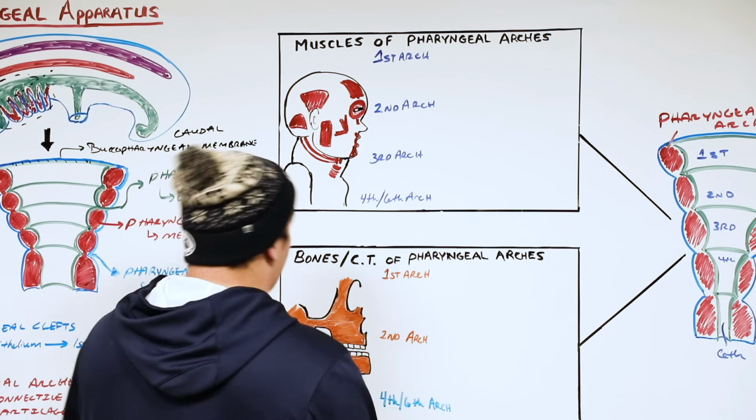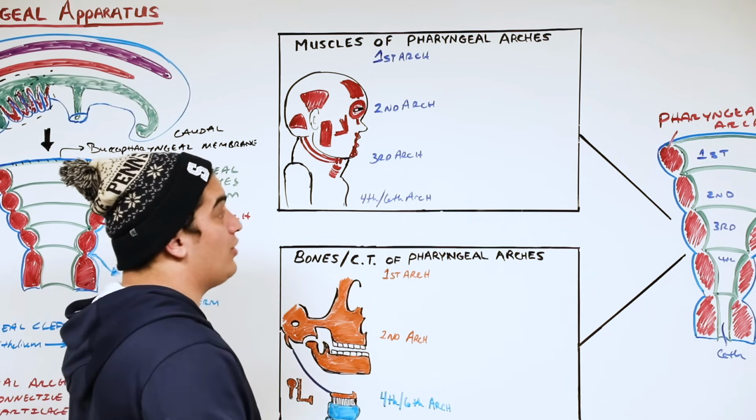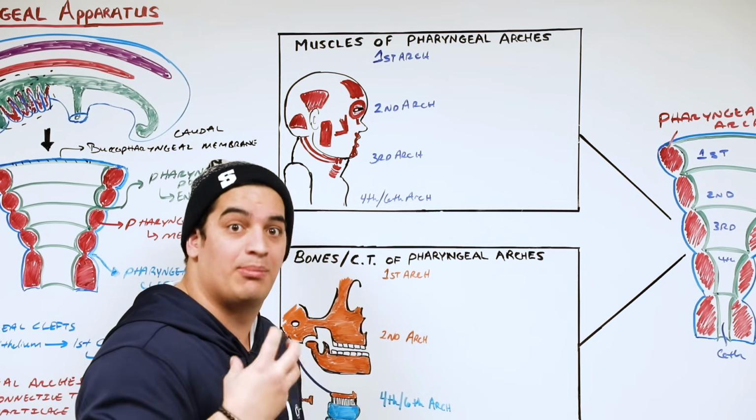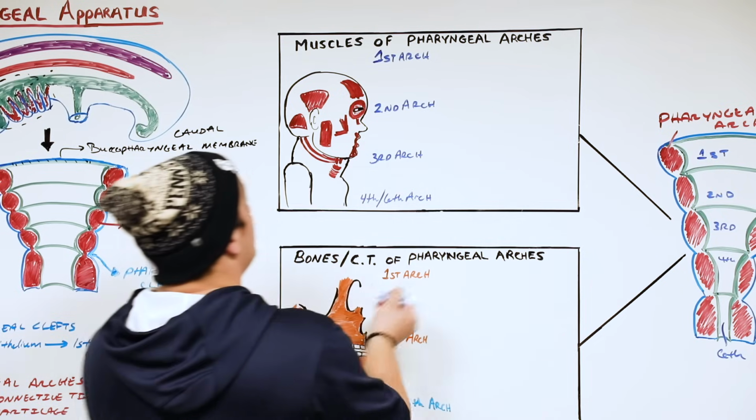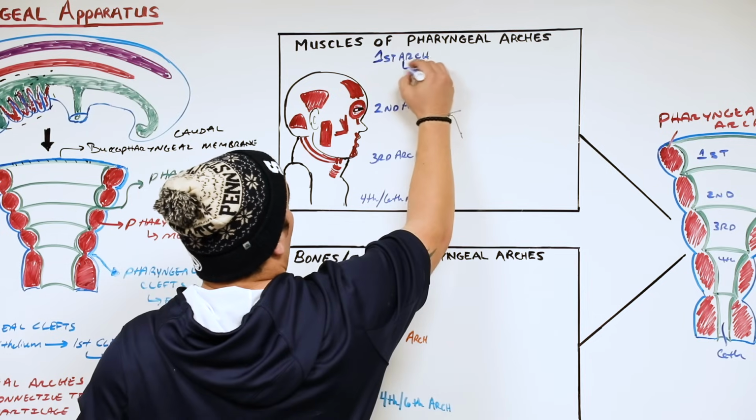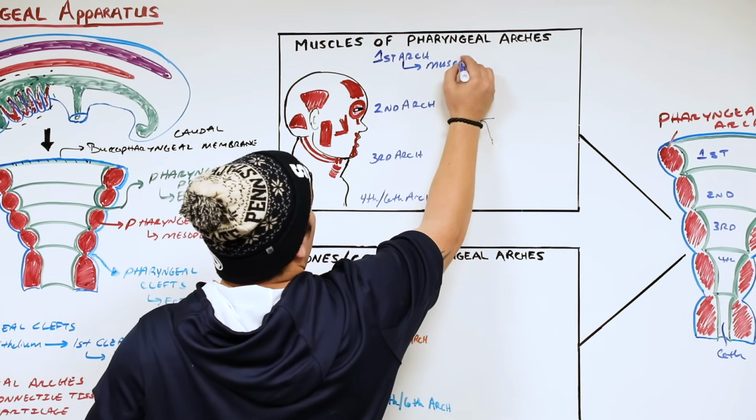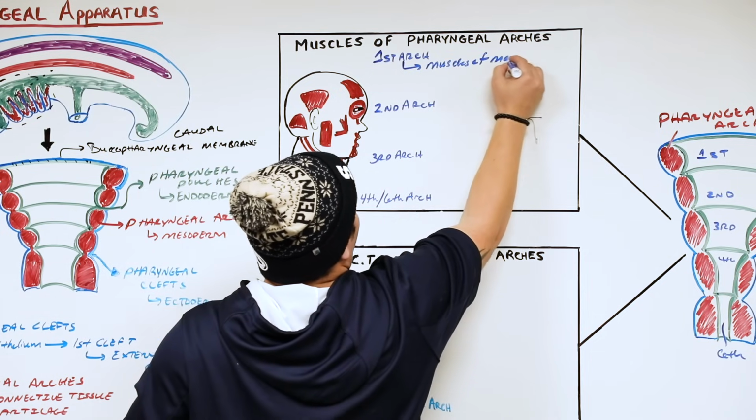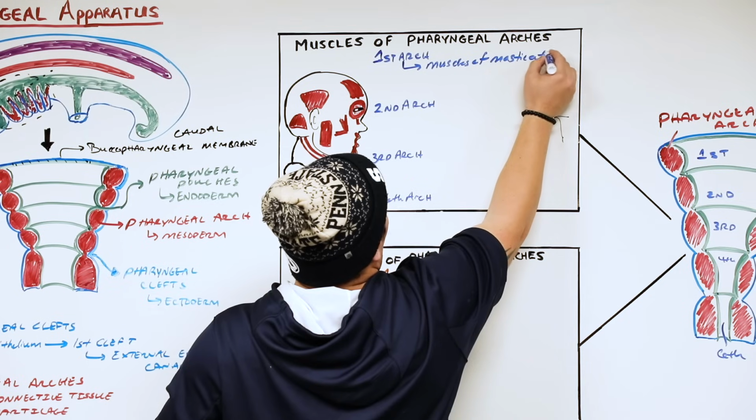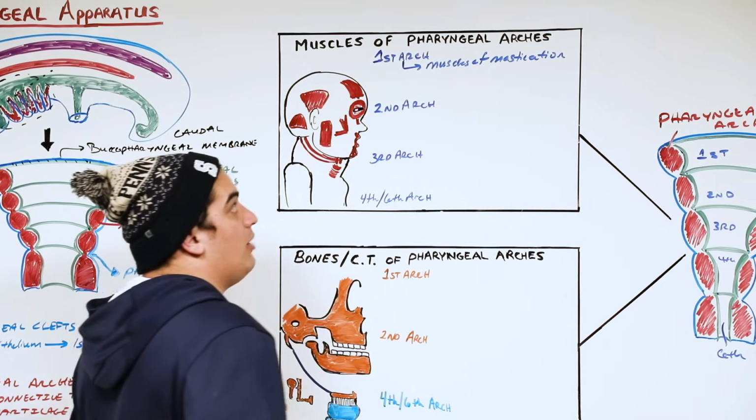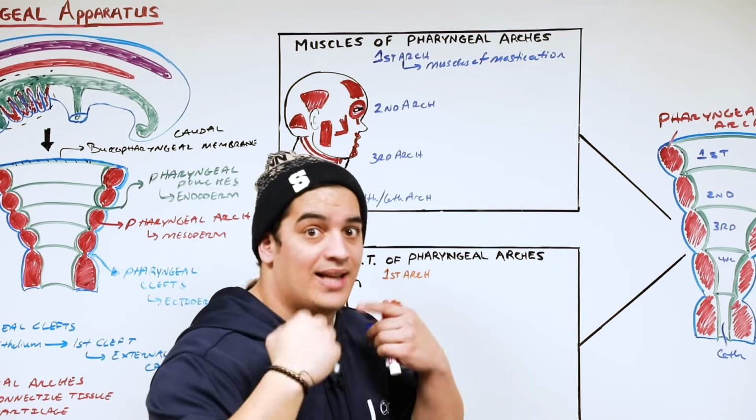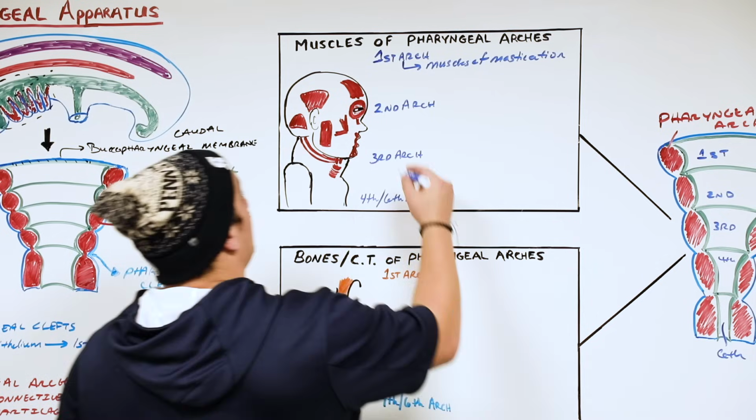The first thing I like to remember is that the first pharyngeal arch is going to be responsible for your chewing muscles. It's supplied by the trigeminal nerve. So I just like to keep it simple, right? Your muscles of mastication. That's going to be the first one. If you really want to know those, that's going to be your pterygoids, medial and lateral, the masseter, as well as the temporalis.